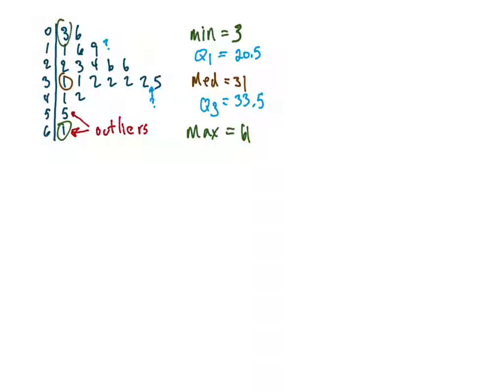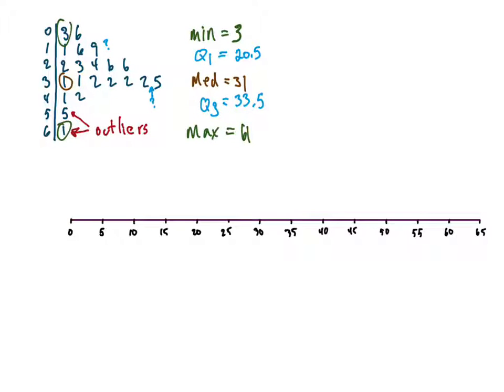And just like what we did before with our box plot, let's start out with our number line. This time I'm going to go from 0 to 65. Let's mark down now our minimum value, our quartile 1, quartile 2, which we call the median, and then quartile 3. And let's do the whisker and the box next. So there's my box and my whisker.